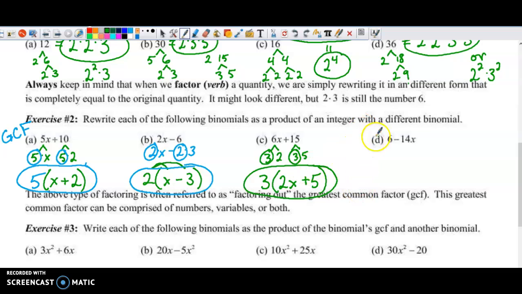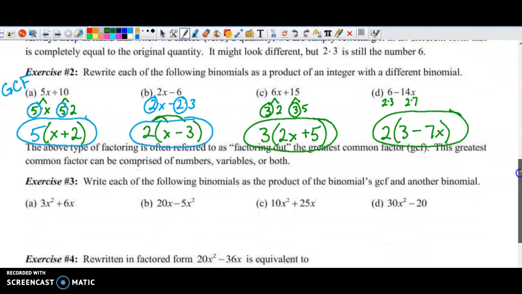Same thing with the next one. 2 times 3, and again, I'm well aware that people just guess and check. 2 times 3 gives you 6, and 2 times 7 gives you 14, so you're left with 3 minus 7x. And as you get more practice, I hope you don't have to show as much work.